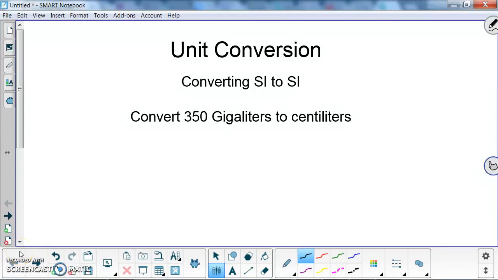Locke here. As promised, I'll be providing you some help here with unit conversion and significant digits for the third 9 weeks exam. I want to start with converting international system to international system, where we have 350 gigaliters to centiliters. This is a common problem where we're using a fairly large measurement here of giga, which is a billion liters, and we're going to convert to centiliters.